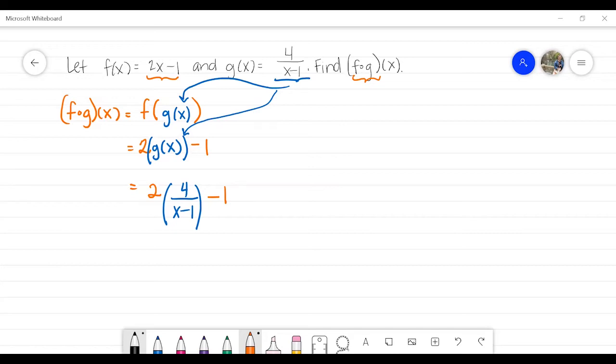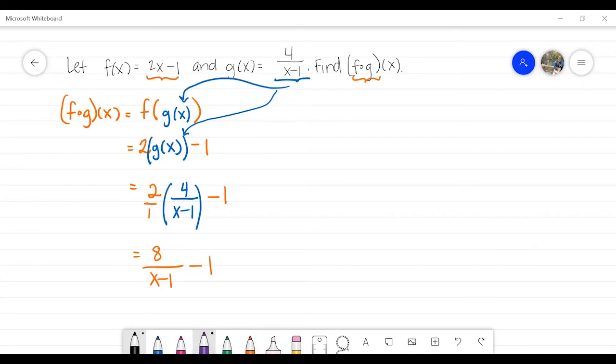You want to be careful. You want to pay attention to detail so that you're really careful with what you write down. So if we multiply, this is the same as 2 over 1, right? So you've got 8 over x minus 1, and it's minus 1. You could leave it like that.